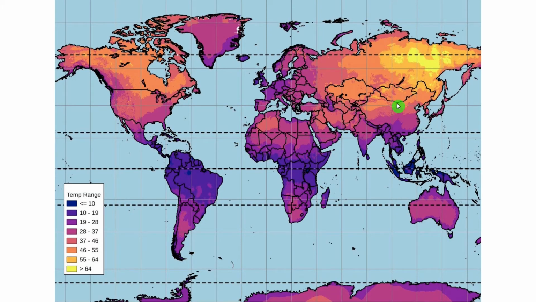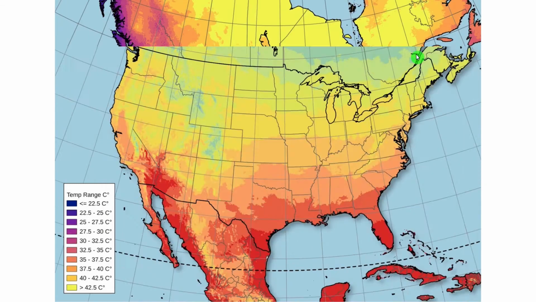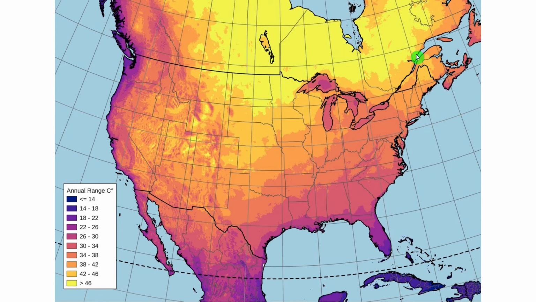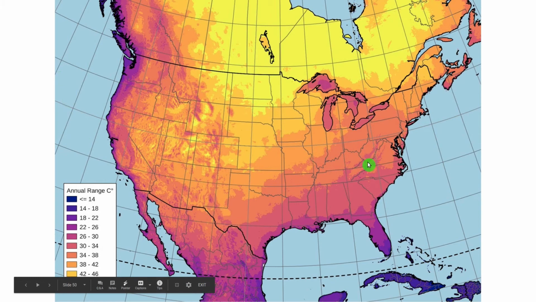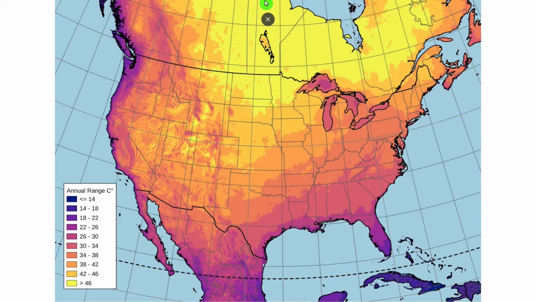Temperature range, again, latitude is the predominant factor, followed by continentality for temperature range. So now we're back to the US for temperature range, and you can see as you move inland, the temperature range gets higher. As you move towards the poles, the temperature range gets higher.